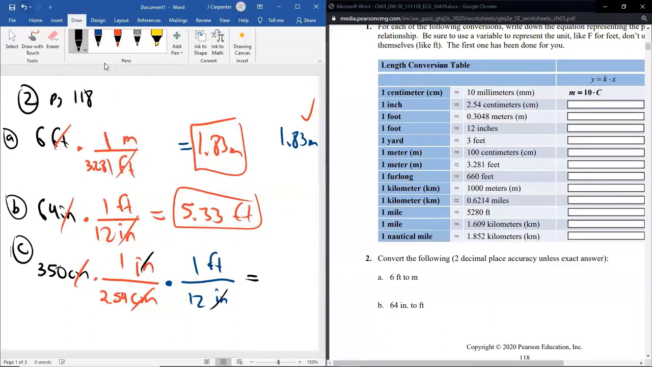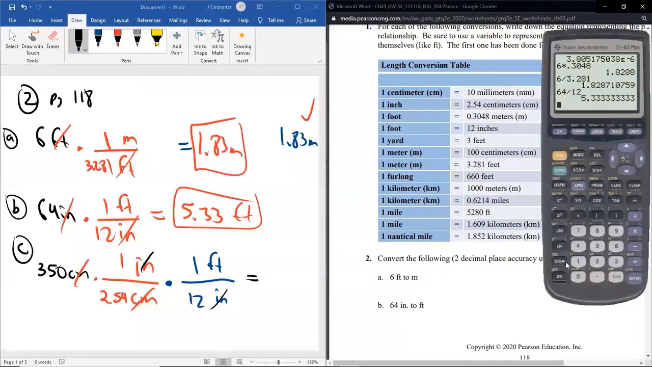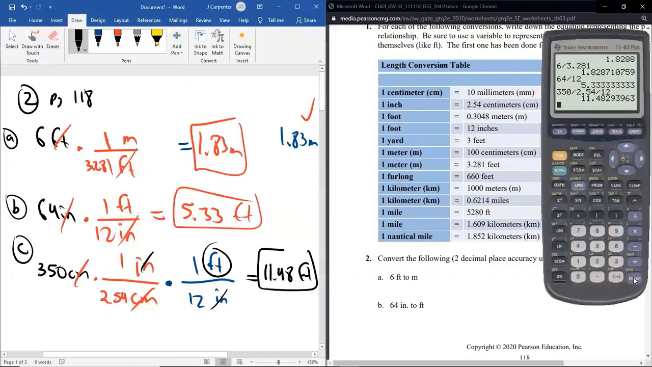So the inches cancel. And we're just doing 350 divided by 2.54 divided by 12. When the numbers are in the bottom, you divide. When they're in the top, you multiply. 350 divided by 2.54 divided by 12, and we get 11.48 feet when we round to the nearest tenth. 11.48 feet are the only units left, so feet is the answer.